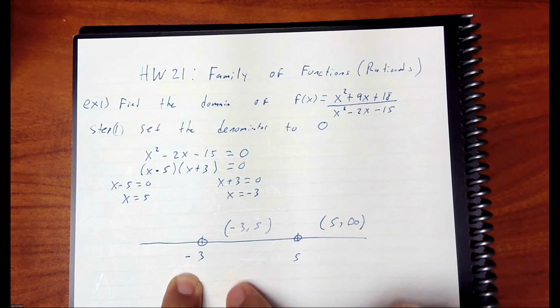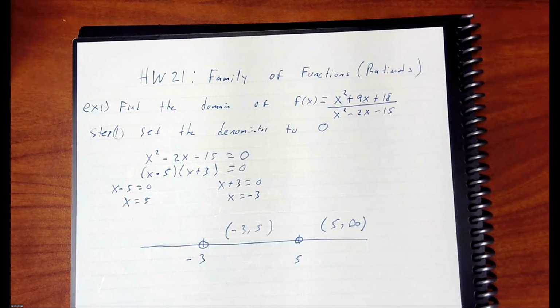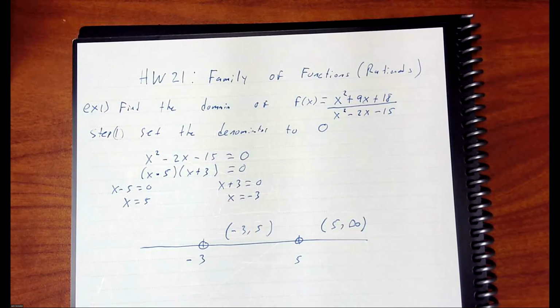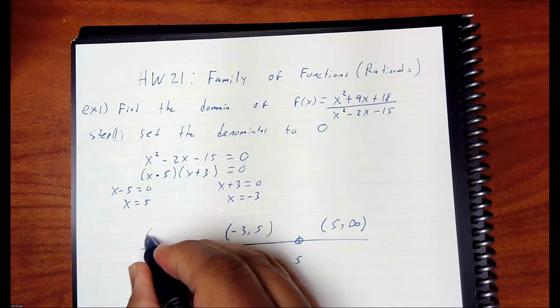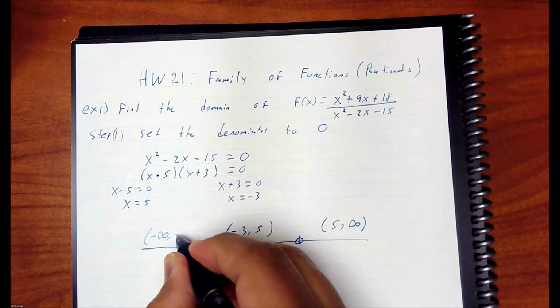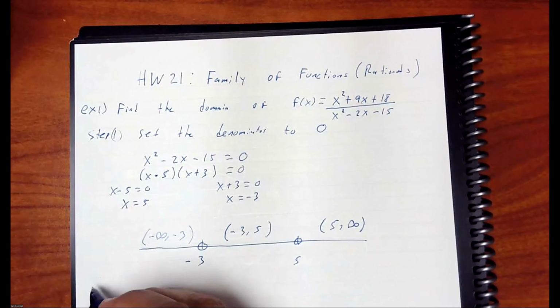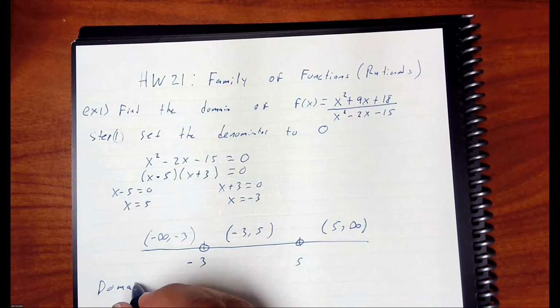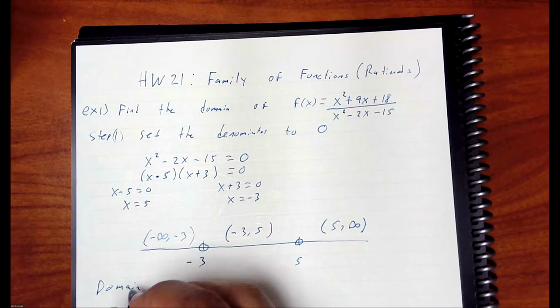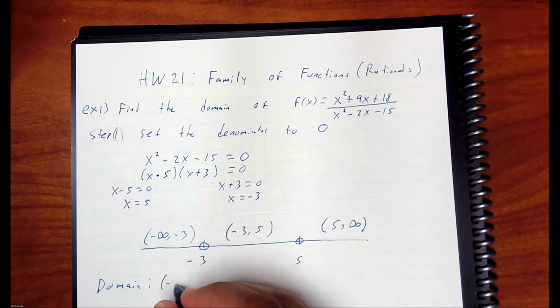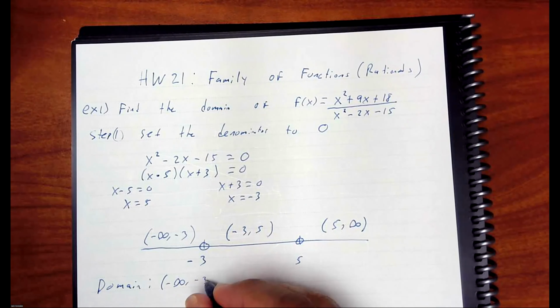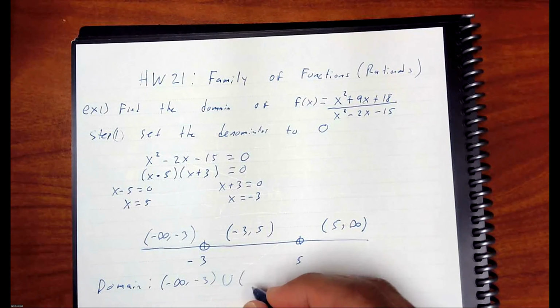Everything below. How would you write everything below -3? Yeah. -infinity to -3. Okay, so the domain, the answer, it's just these 3 pieces. It's glued together. Glued together with a union symbol.